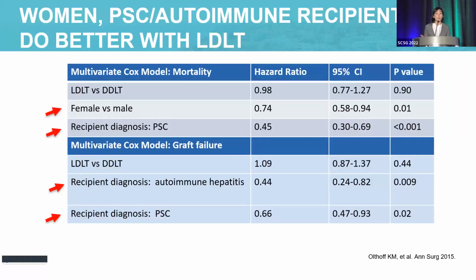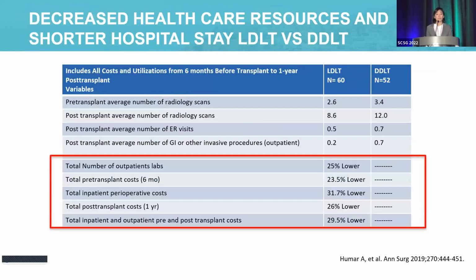And who benefits the most? Who does better? As far as the multivariate analysis for mortality, it was women who did better, and those with PSC. For graft failure or graft survival, those with autoimmune diseases like PSC and autoimmune hepatitis did better.